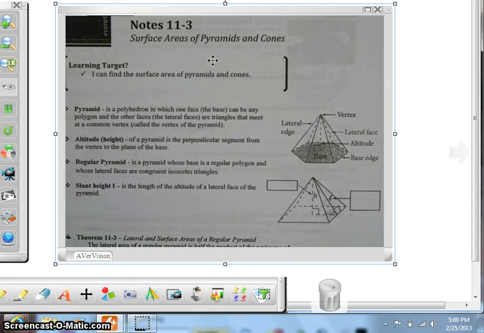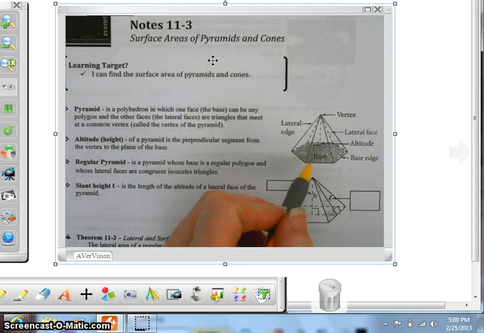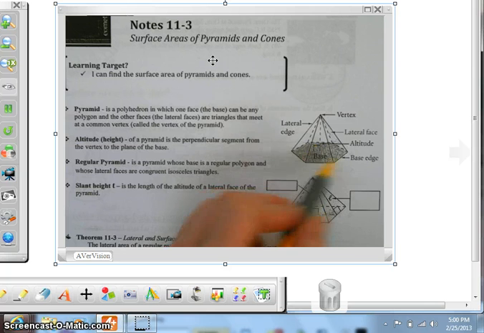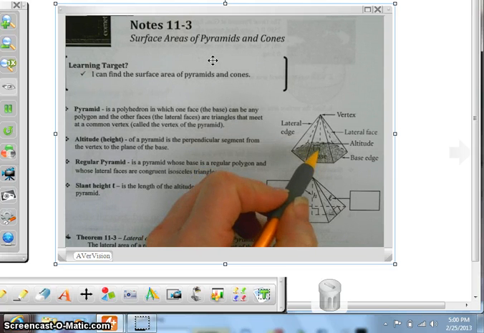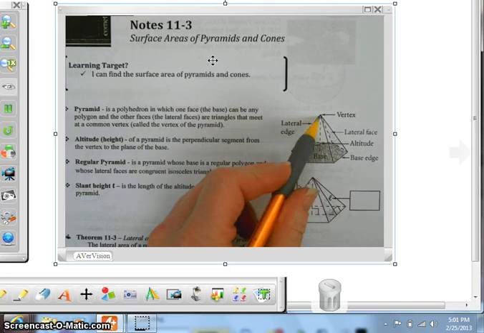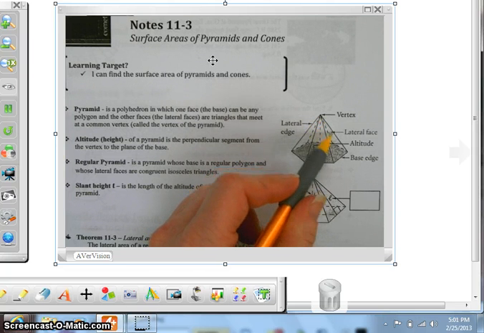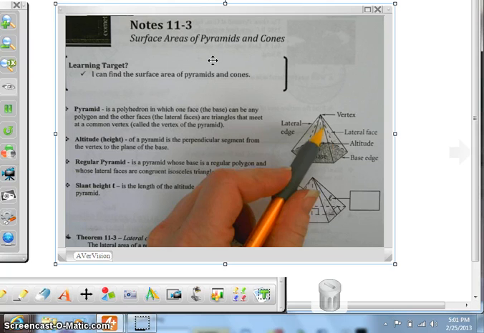First we have a base. We will have only one base with a pyramid and a cone. Your base can be any polygon. In this particular picture, we have a hexagon. You have base edges. You have an altitude that goes straight up the center of the polygon to the vertex. You will have sides. The sides are called lateral faces again.